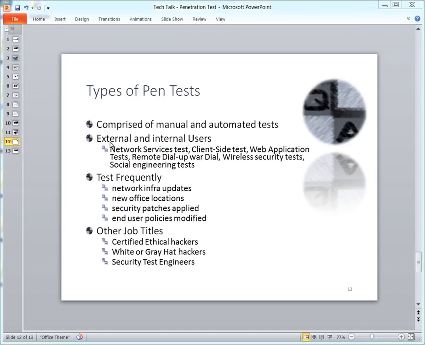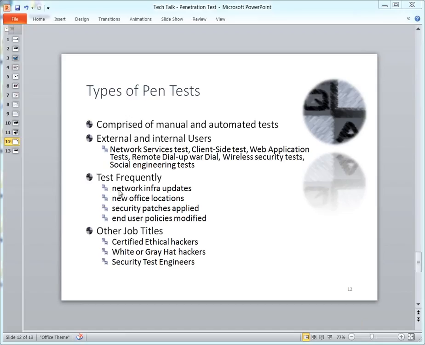I talked about external and internal users being really the types of folks that are going to be part of the testing, right? Either you test it from outside the network or you test it internally. And there's a whole bunch of these different types of tests that you can execute that are narrowed down: network service tests, client-side testing, web application. I won't go through all these definitions for the sake of time, but there certainly are a lot of different types of tests that internal and external users can run as part of the process.